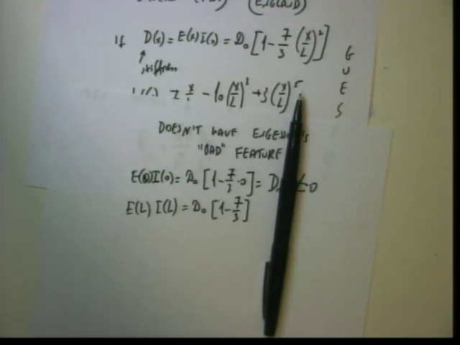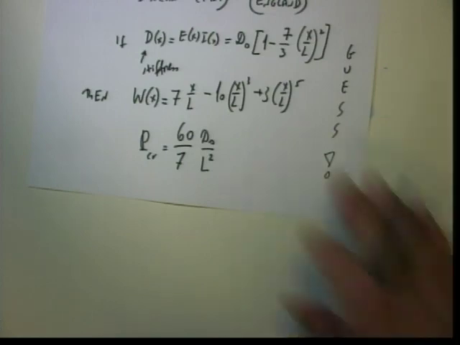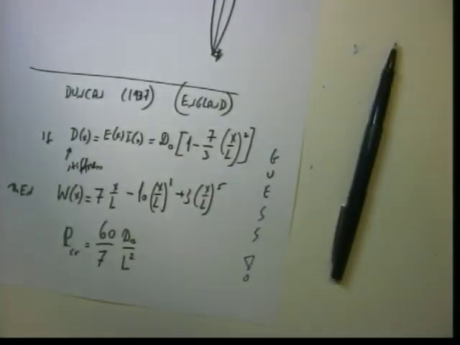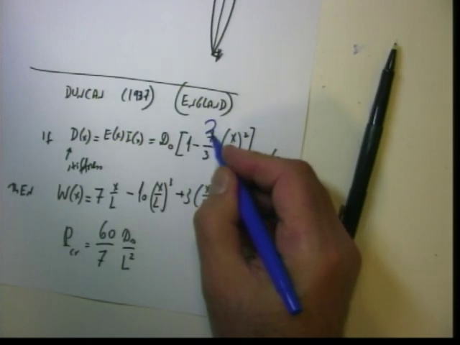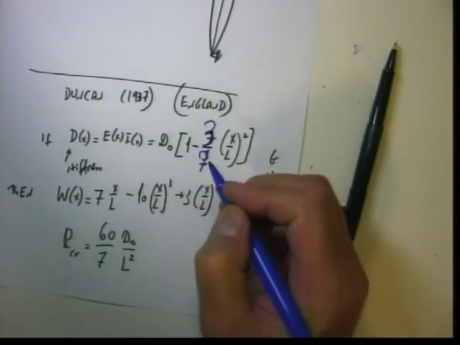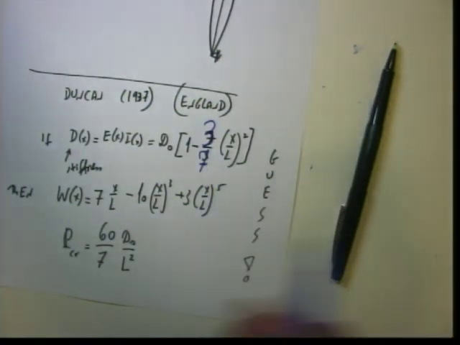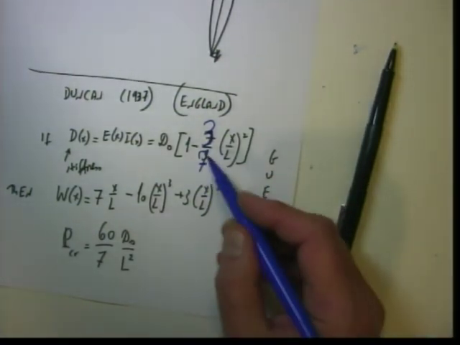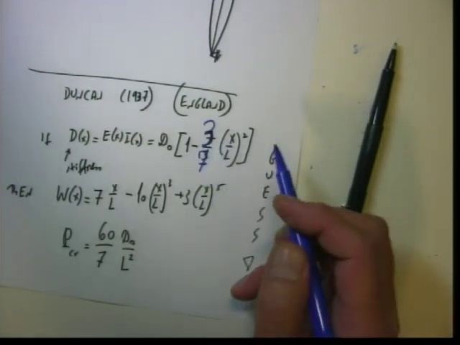Let me check. Yes, I made a mistake here. I have a misprint. That is 3/7. Okay, so 1 minus 3/7 will be 4/7 of D0.